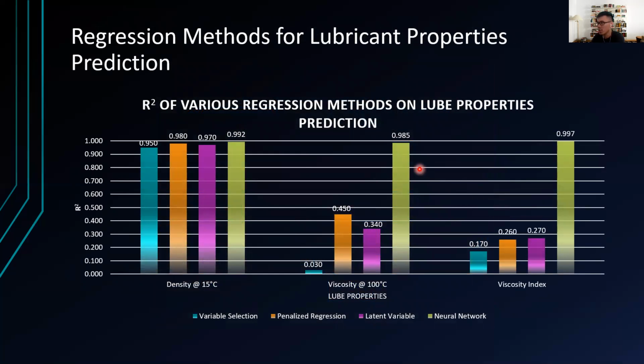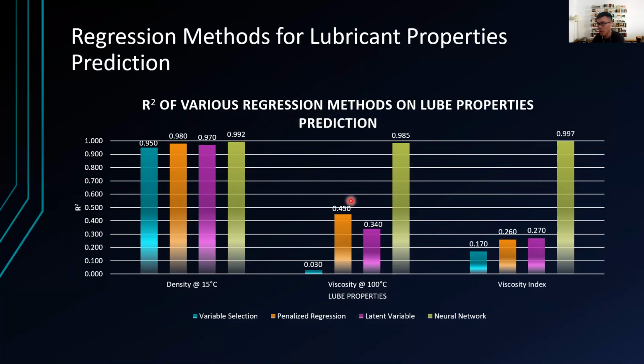Here's a past work done in comparing certain regression methods for lubricant properties prediction. Variable selection, penalized regression, and latent variable are linear regression methods, while neural network is a non-linear regression. Take, for example, density at 15 degrees Celsius of base oil. It seems that all of the regression methods, linear and non-linear, perform very well in terms of their prediction performance because they have an R-square of over 0.95.